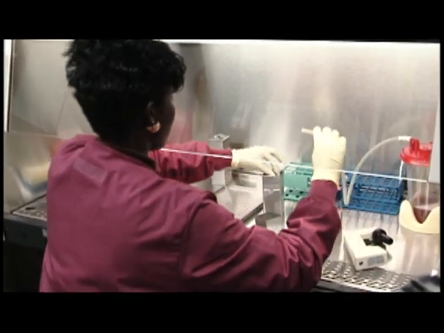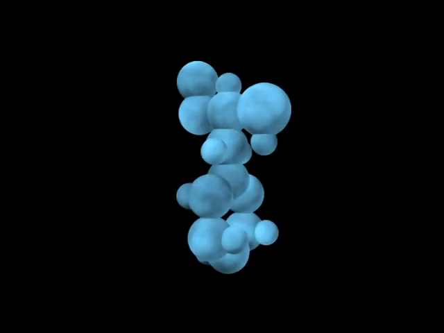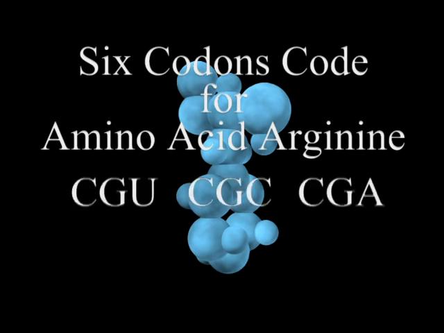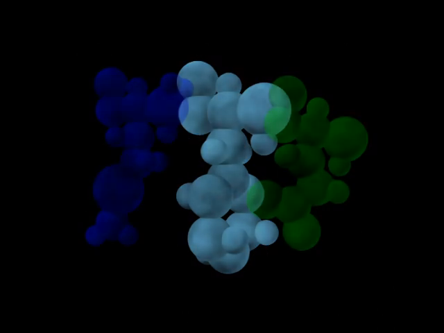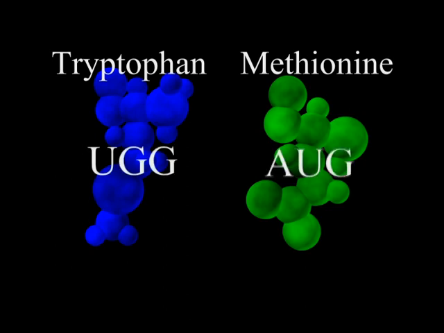Since there are 64 codons and only 20 amino acids, most amino acids are coded for by more than one codon. For example, the amino acid arginine is coded for by 6 codons: CGU, CGC, CGA, CGG, AGA, and AGG. Tryptophan and methionine are the only amino acids coded for by only one codon each, tryptophan by UGG and methionine by AUG.